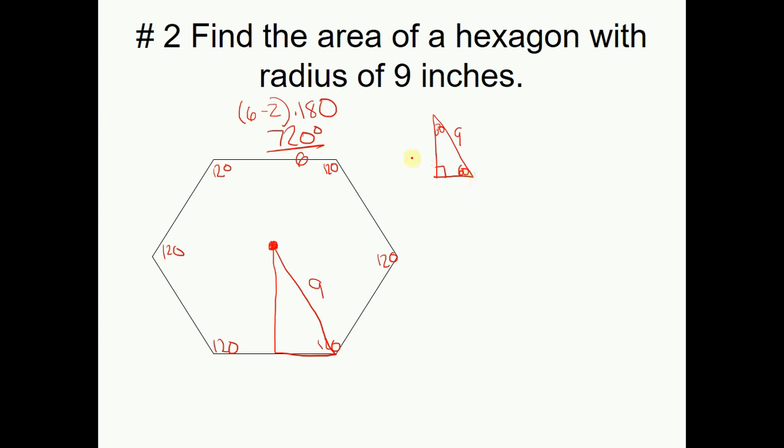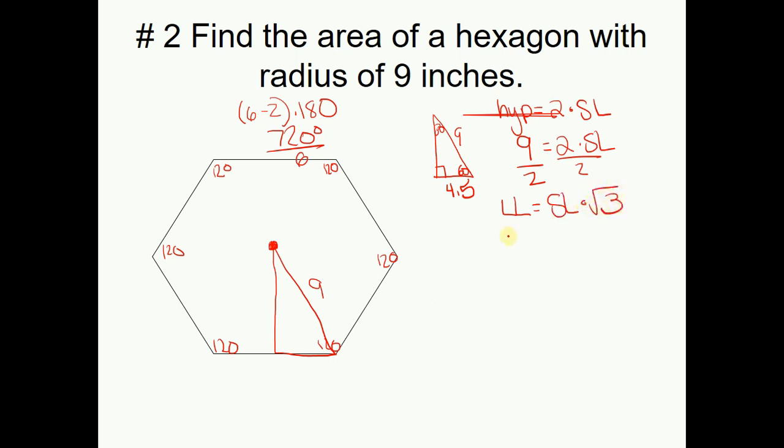Well, I could use trig, but I would have to do trig twice, and that would take forever. But it is a 30, 60, 90 triangle, right? So I can use the shortcuts that we learned in our triangle unit. I know that the hypotenuse of a 30, 60, 90 is 2 times my short leg. So my hypotenuse is 9, which means my short leg has to be 4.5. And then I know my long leg is my short leg times the square root of 3. So 4.5 times the square root of 3 is 7.79.